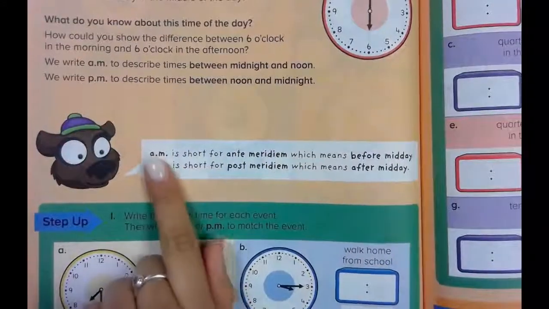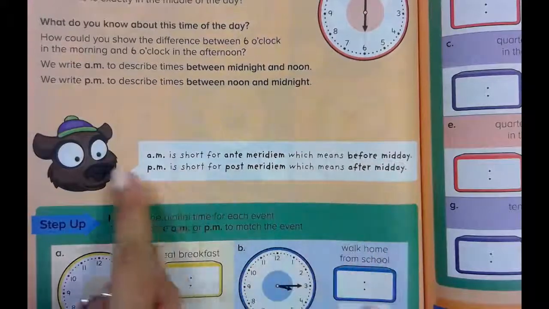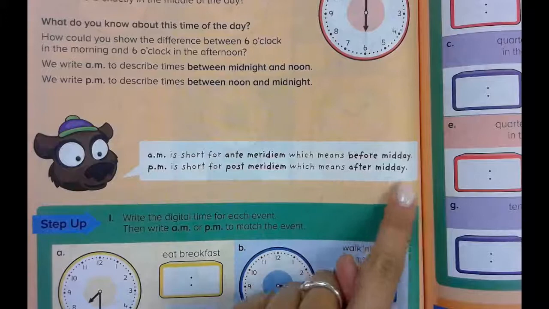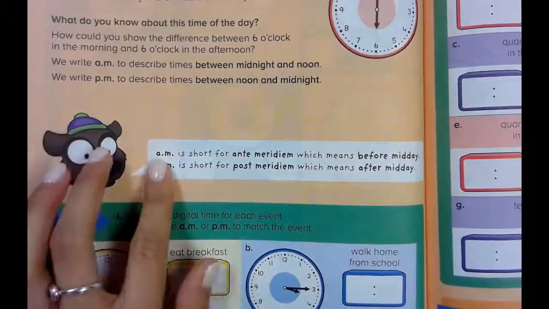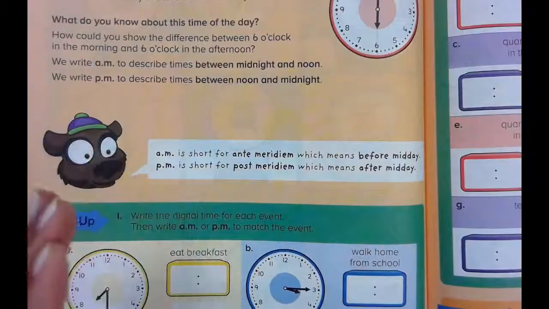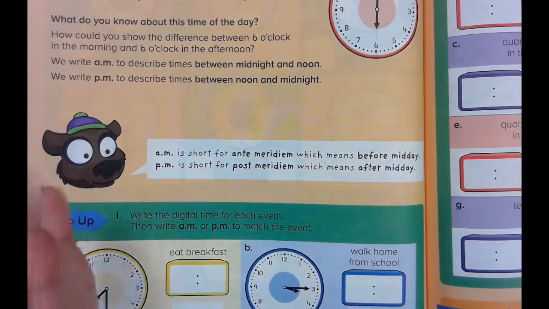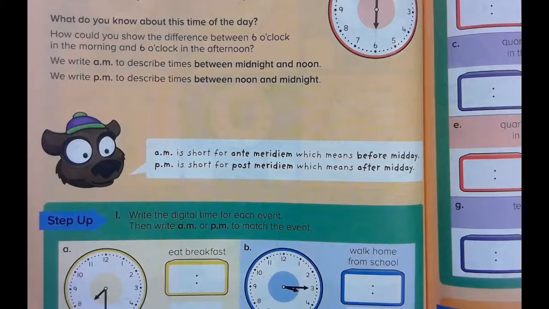AM is short for ante-meridium, which means before midday. PM is short for post-meridium, which means after midday. So anytime we see from midnight to noon the next day, we're always going to have AM after. Anytime we have noon to midnight, between those two times, it's going to be PM. That lets me know it's in a later part of the day.